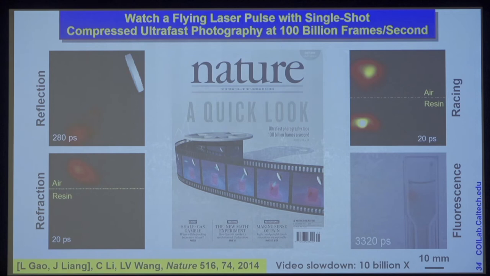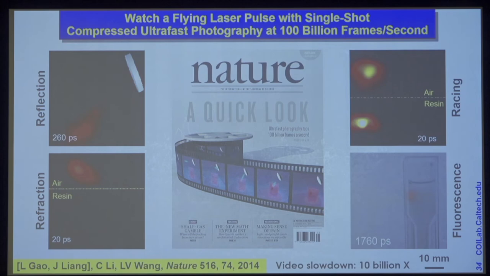This is real-time imaging. In fact, one of the neural-related projects we're doing now is to study within a neural network how action potential propagates across the entire neural network in real time. And we have to slow down our camera to do that work. You can think of many other applications as well.